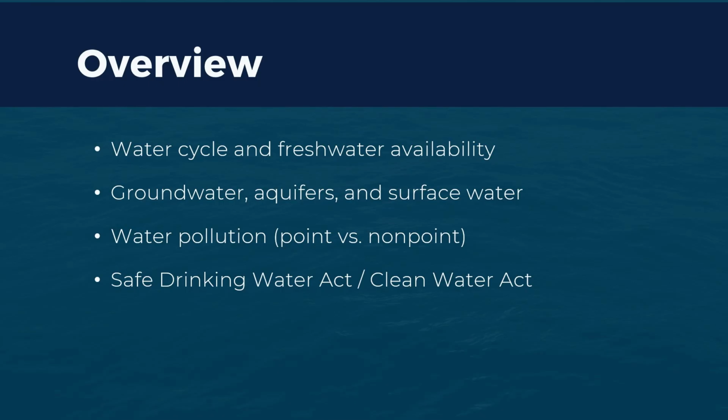For this chapter, we're going to focus on four major areas. First, the water cycle and how that determines freshwater availability. Second, the difference between groundwater, aquifer, and surface water, and why those differences matter for sustainability. Third, we'll discuss water pollution, specifically point versus non-point sources, since these are the ones that influence how we manage water. And finally, we look at major water use laws, including the Safe Drinking Water Act and Clean Water Act, to understand how policy shapes access to safe drinking water.